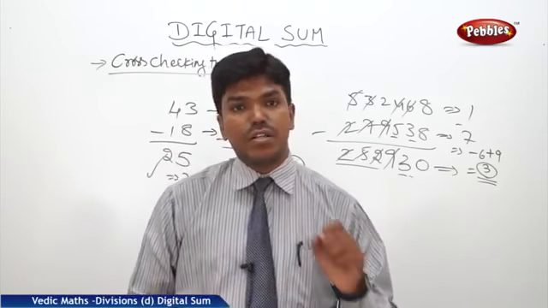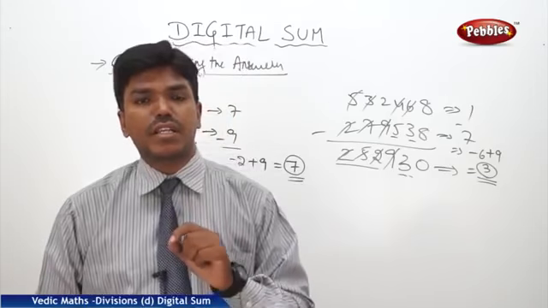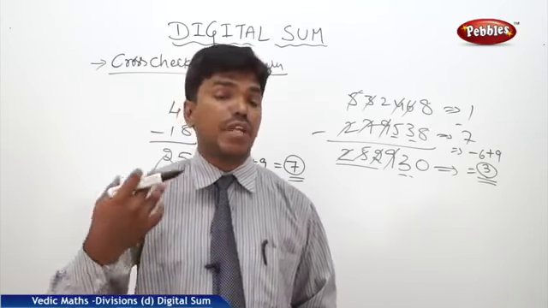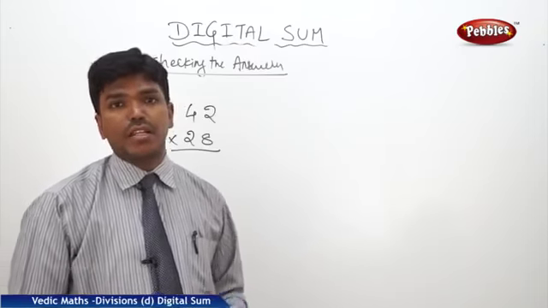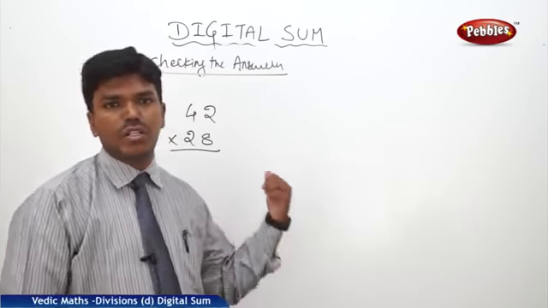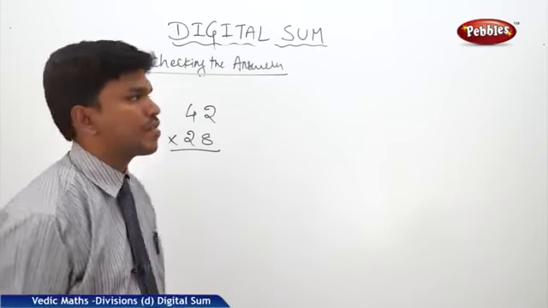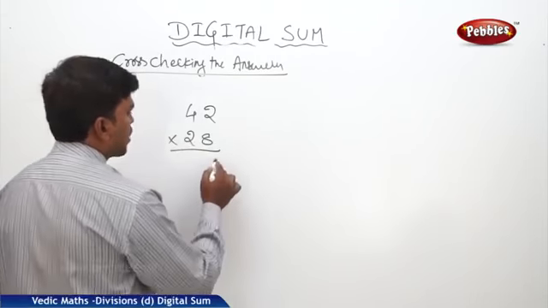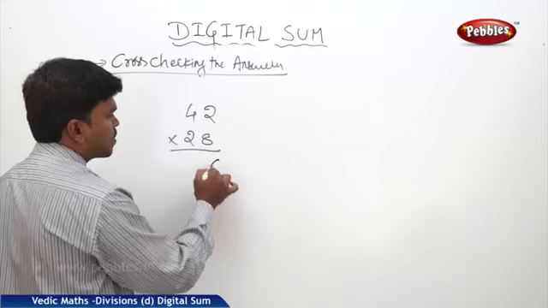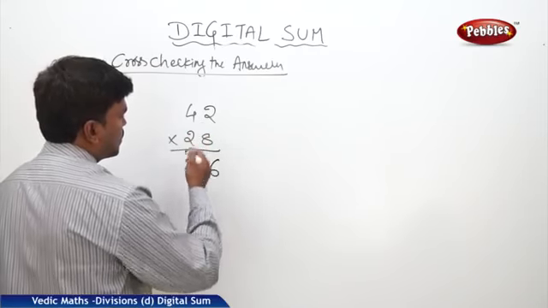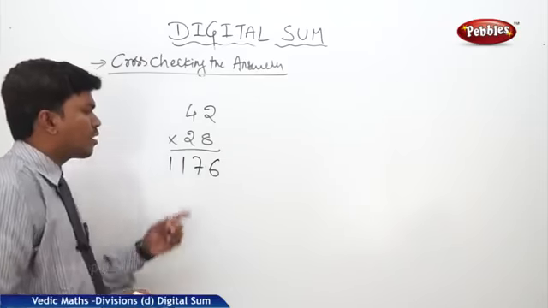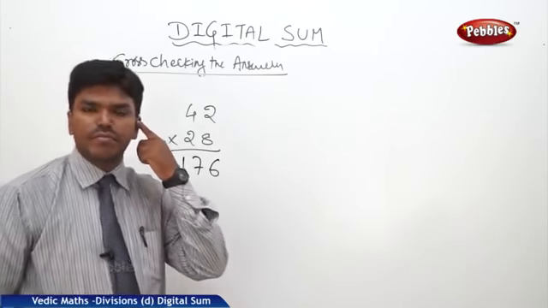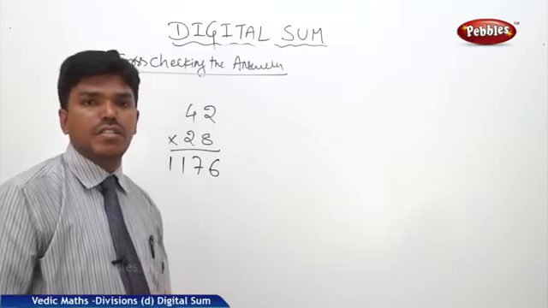Now we'll apply this digital sum technique in multiplications, where it is very, very useful. Let us apply the same digital sum technique to multiplications to cross check the answers. For example, 42 into 28. I want to multiply these two. I got 1176 as my answer. So I want to cross check whether my answer is right or wrong.